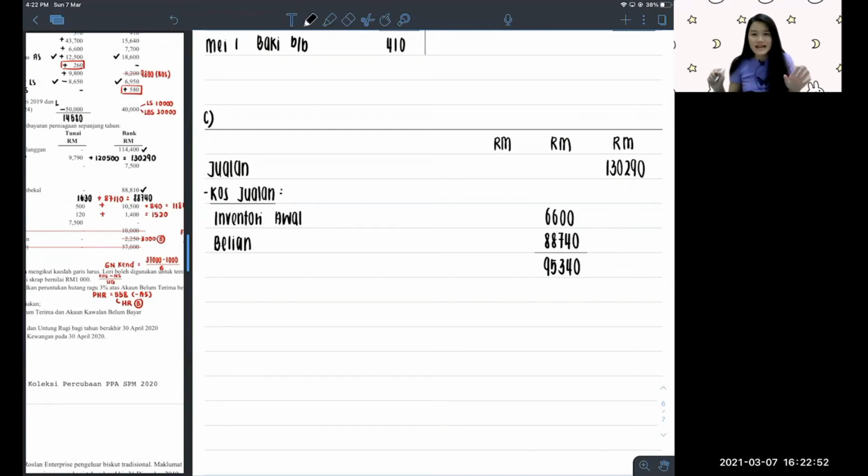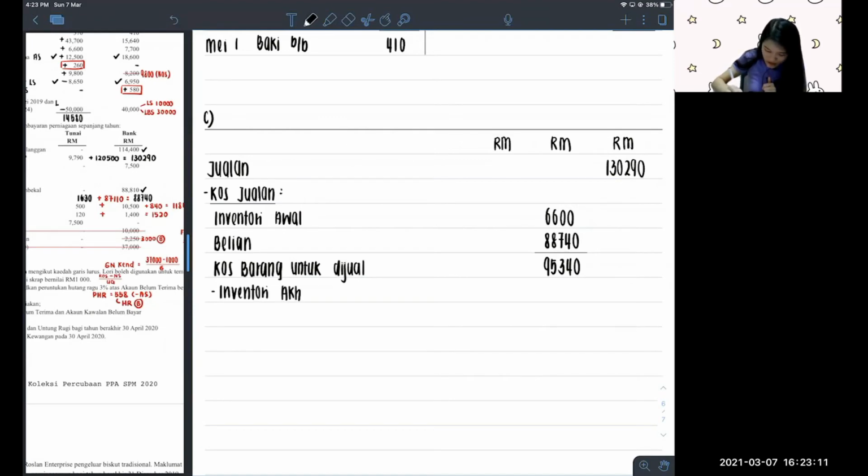Unless you only got belian dengan Audi, then it's cost belian. Okay, so write down cost barang untuk dijual. Then now the last step here for cost jalan is to tolak inventory akhir. So inventory akhir, we have the number to be 7,700. So minus it off. Cost jalan is equals to 87,640. So by now we still have our untung kasar. So this is cost jalan. Untung kasar is equals to 42,650.